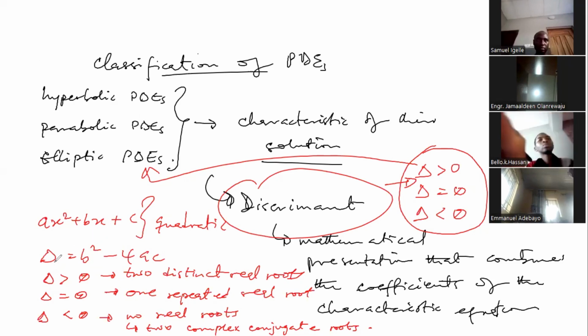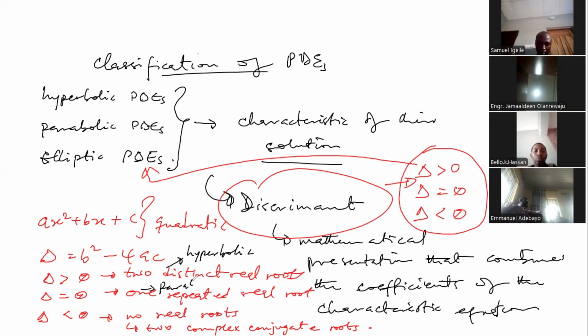So now, when this discriminant is greater than 0, we say that this PDE, for instance, is hyperbolic. And when it is the same as 0, it is parabolic. And when it is less than 0, it is elliptic. Okay? So we are literally trying to scale down now.